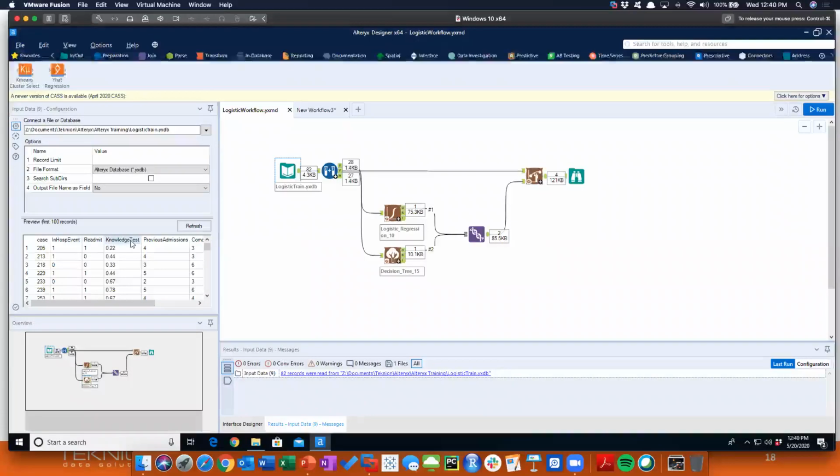We're giving them a knowledge test on how much they know about their disease. We look at their previous admissions. And then finally, we also look at something called comorbidities, meaning whether or not maybe they also had diabetes, or whether or not they had, let's say, a history of cancer or something like that.